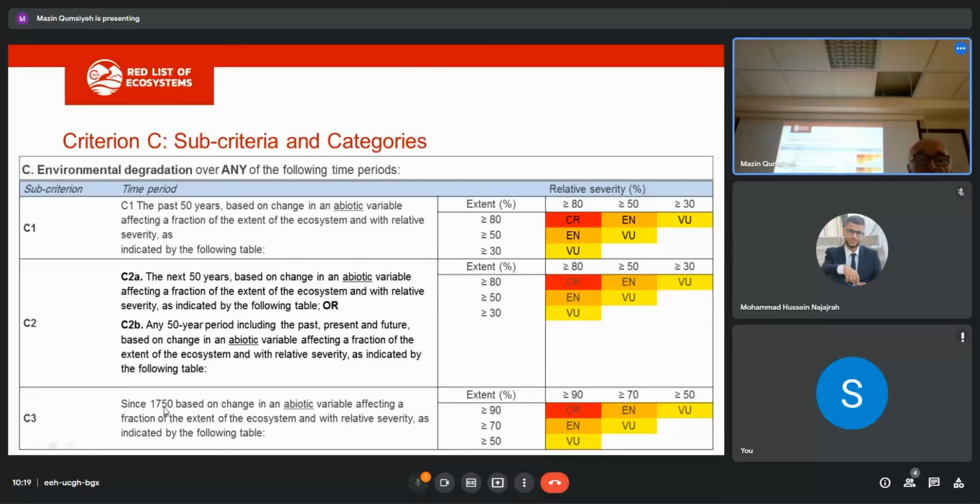And C3, since 1750, based on change in an abiotic variable, it's historical data.